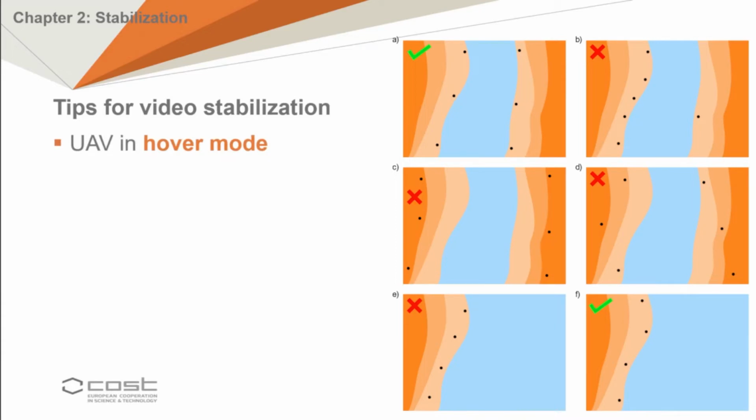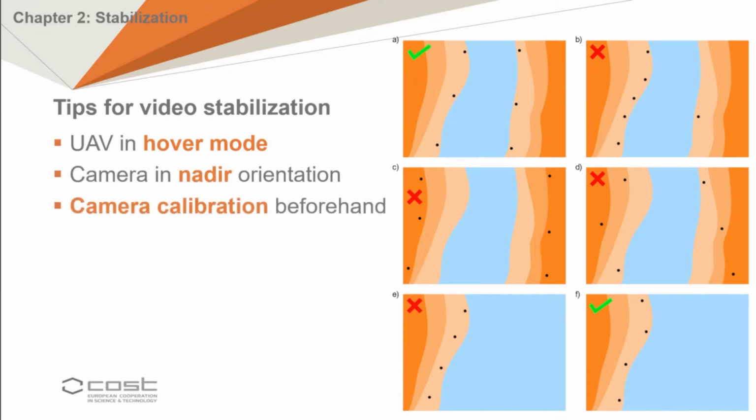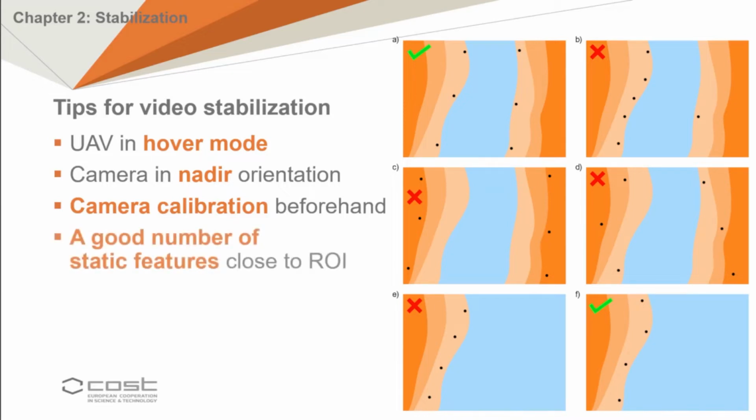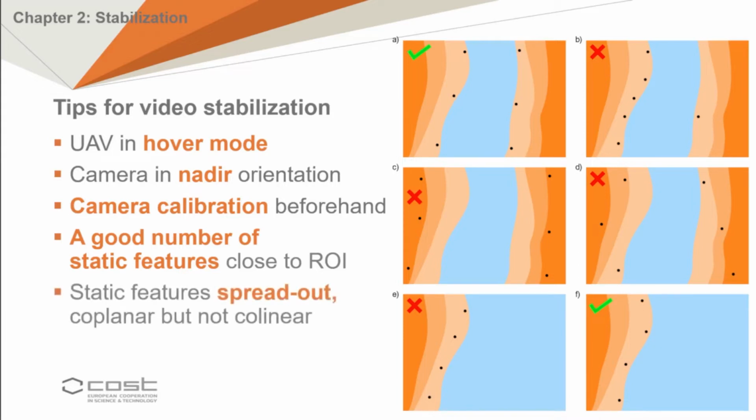Also, leave the camera in a nadir orientation and avoid oblique shooting angles if possible. You should remove as much geometric distortion from the video as you can before you start stabilizing. Make sure that there are enough static features for the algorithm to work, especially once close to the water surface. Each stabilization method has a minimal and recommended number of features to work with, so make sure that you follow such recommendations. Avoid using features that are collinear, clustered in a small area, or that differ in elevation between them.